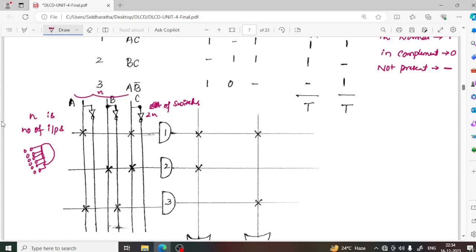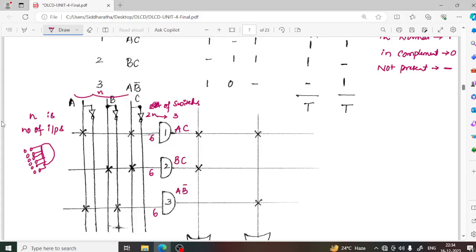So this AND gate has 2n fuses or switches. Here n is 3, so 2 into 3. How many switches does this AND gate have? 6 switches. How many AND gates do we have? 3 AND gates. Every AND gate has 6 switches, 6 fuses. So you have to make a fuse connection, or a switch connection. The first AND gate is for AC, the second AND gate to get BC, the third AND gate to get A B bar.